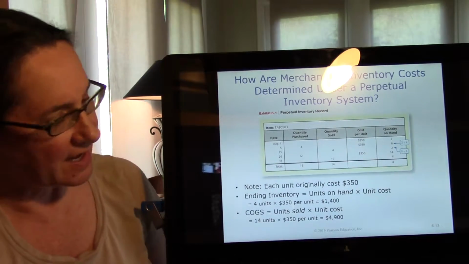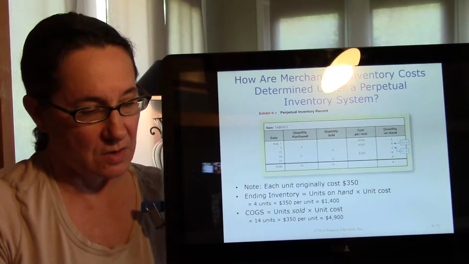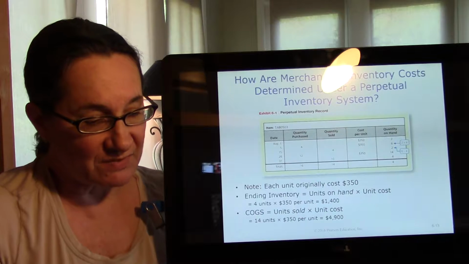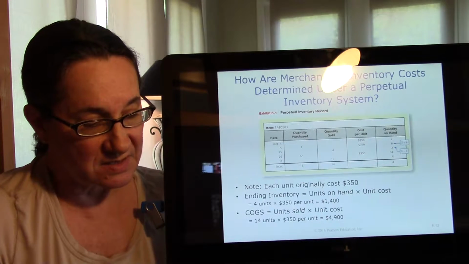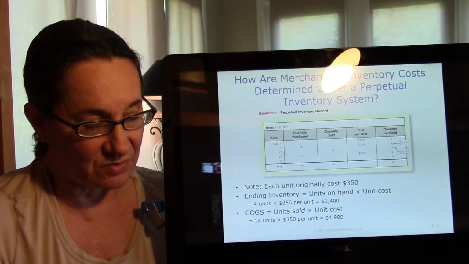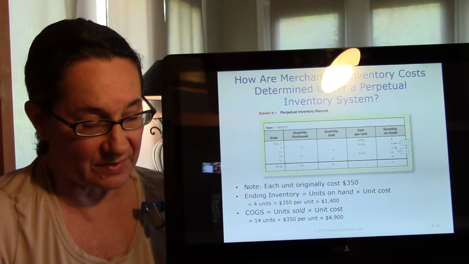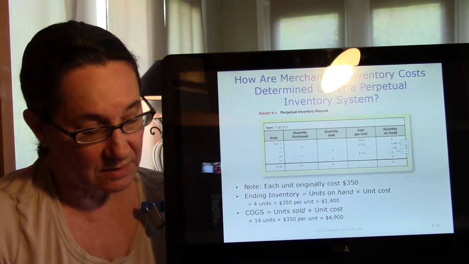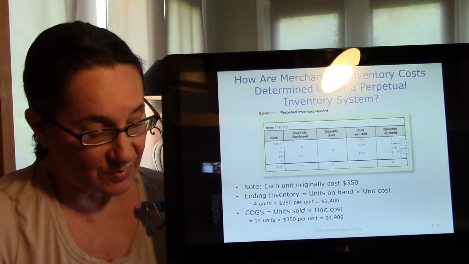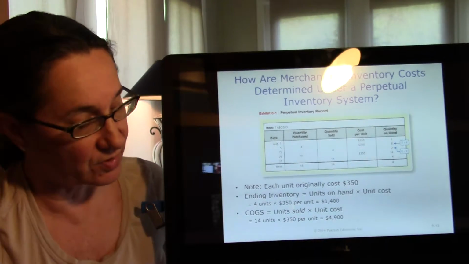So let's look at our example here. When the cost of inventory does not change during the month, the assignment of dollars to ending inventory and cost of goods sold becomes a fairly easy exercise. Simply multiply the number of units on hand by cost per unit. Likewise, multiply the number of units sold by cost per unit.